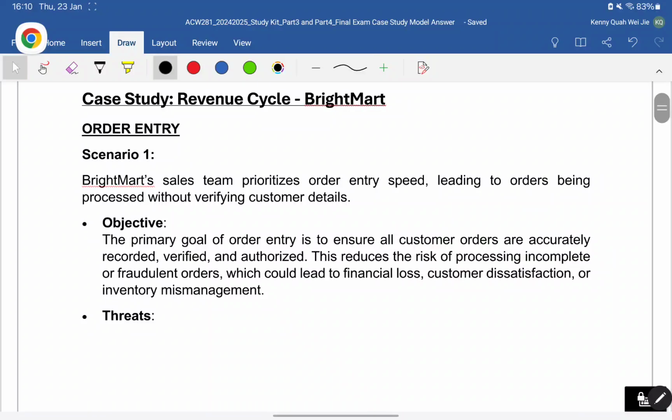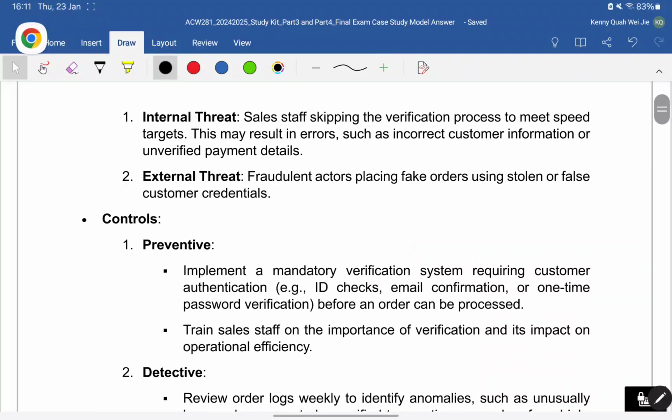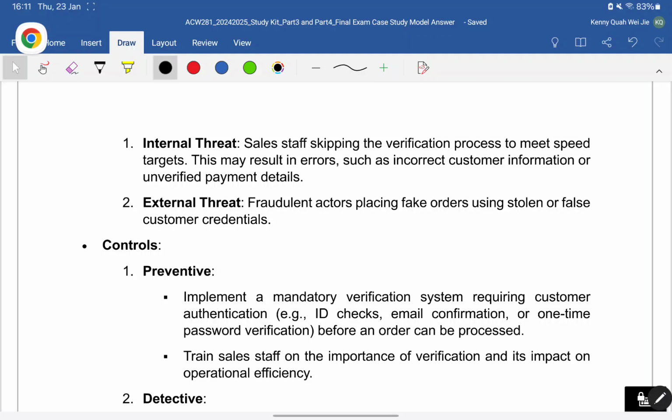So come back to over here, you see what's the problem? The problem is that it threatens this objective. Let's say you are managing a company, and if this were to happen in your company, it would threaten the original objectives of the company. Then from the objective, you can identify the threats.